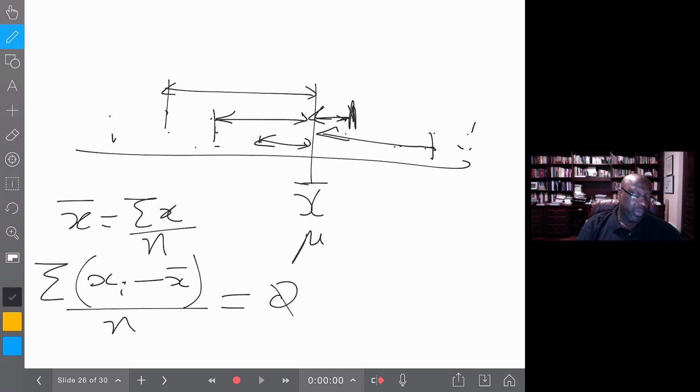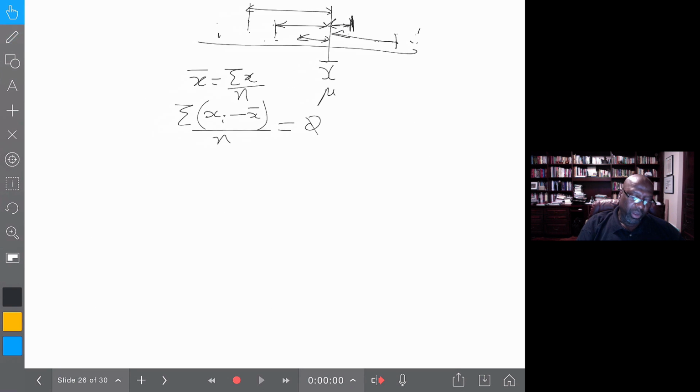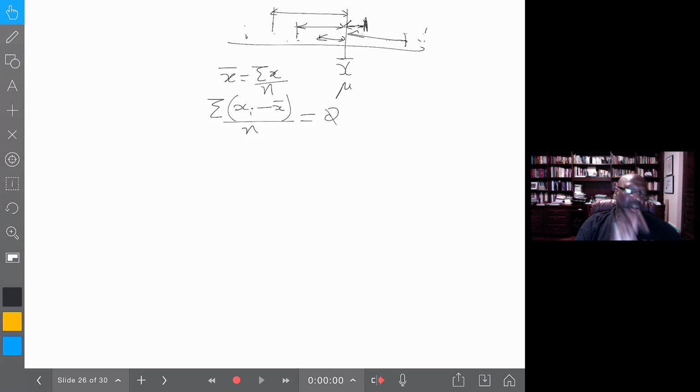So what do we do then in this case? Well, here's what we do. To make sure that we're not being messed up by the negative signs, we will calculate what we call a variance.